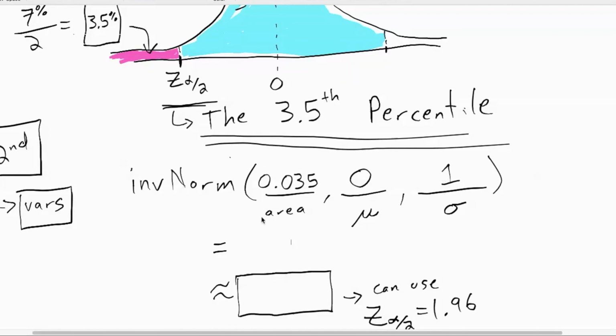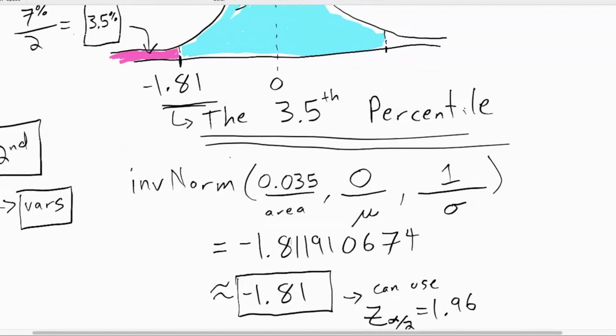When I use inverse norm with these 3 numbers, I get negative 1.81910674. Good Lord, that's a lot of numbers. But if you round it to 2 decimal places, you get negative 1.81. So that's this lower value here. If I was doing a formula for a 93% confidence interval, I would use positive 1.81. If that bothers you, just stick with the negative number.